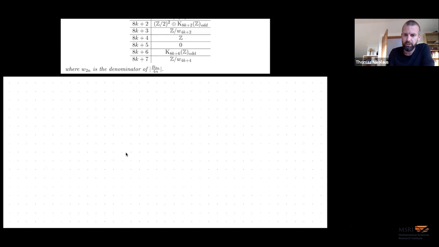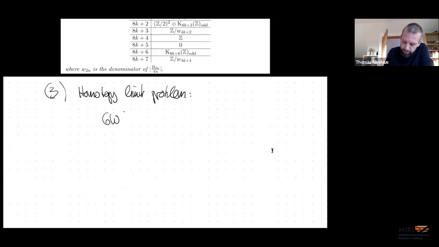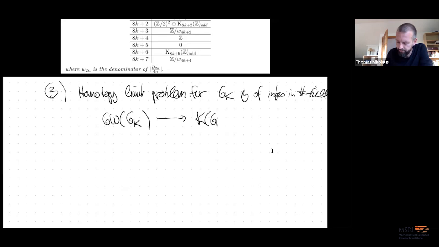And let me give you one last application. That is, you can settle what is called the homotopy limit problem. That is the question whether, I mean, there's always a map. And I want to say this for rings of integers, a ring of integers in a number field, like the integers, for example, itself. And so the statement is there's always a map from the Grothendieck-Witt group into the K-theory of O_K, and then the homotopy C2 fixed points, again, under this action.